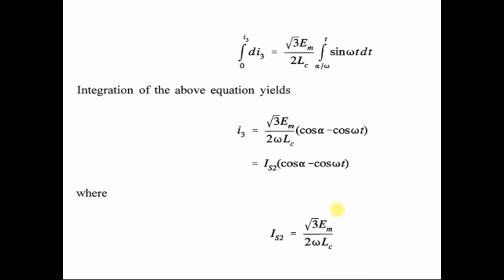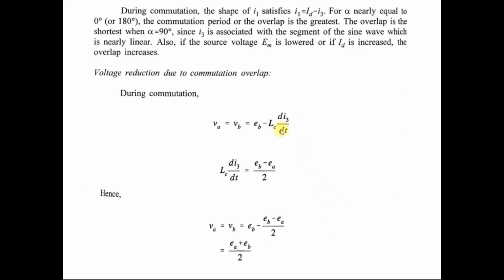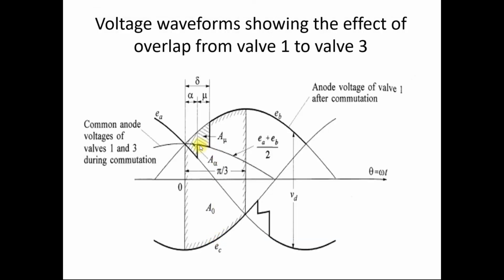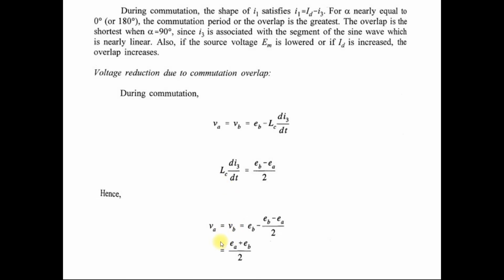Clear? So this LC di3 by dt is replaced by EB minus EA by 2 and put in this equation. Finally it becomes VA is equal to VB is equal to EB minus (EB minus EA) by 2, which finally gives EA plus EB by 2. So this is the voltage during the commutation: VA is equal to VB is equal to EA plus EB by 2, the voltage during commutation between valve number 1 and 3.